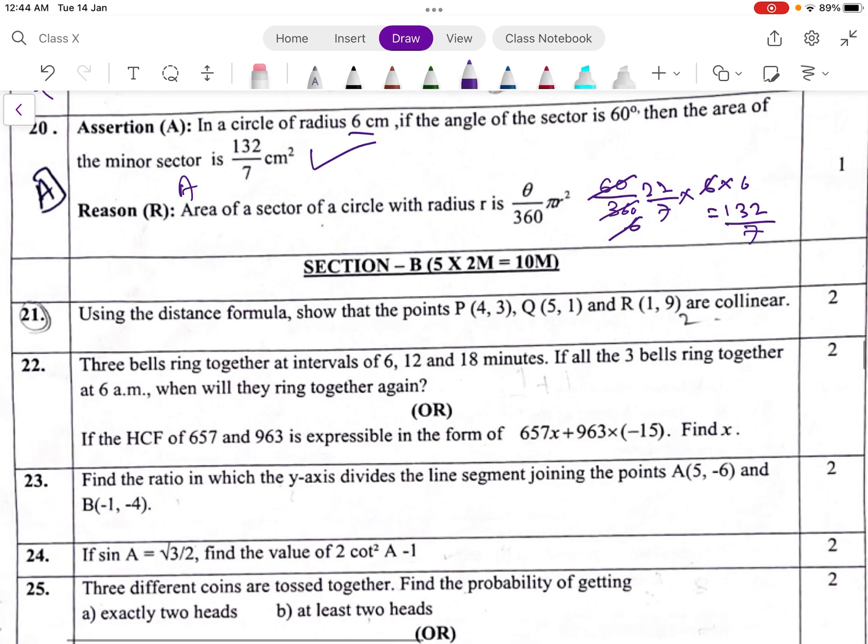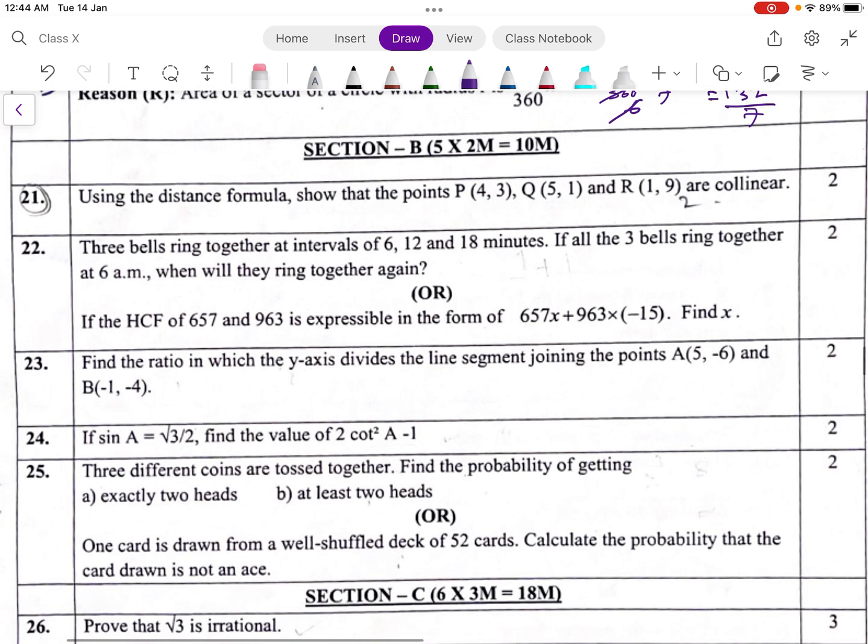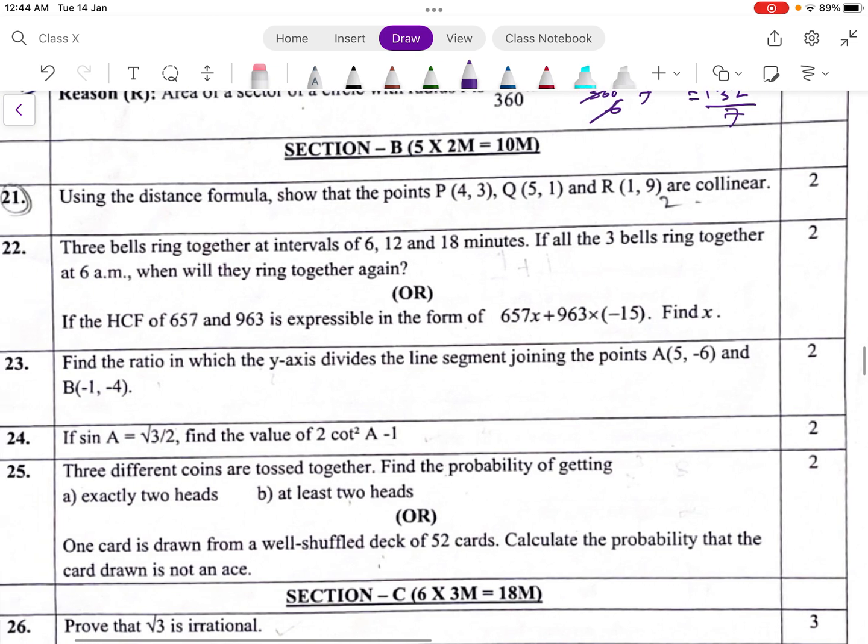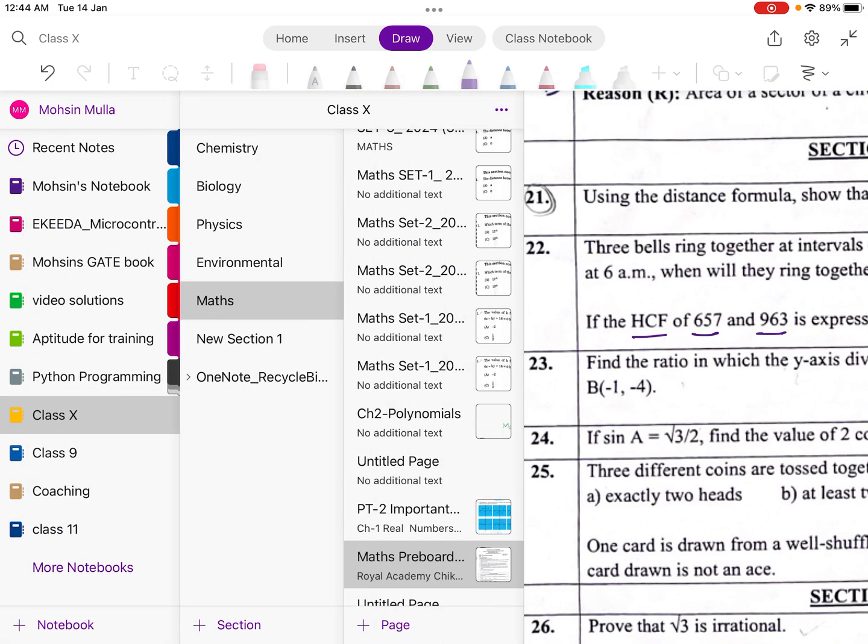Now let us see some of the important questions which students have felt are difficult. We'll try to solve those questions only. In the 22nd question, the HCF of 657 and 963 is expressible in the form 657x plus 963 into minus 15. Then find the value of x. To find x, we need to first find the HCF of 657 and 963. I'll take this question in another tab and we'll try to solve this.